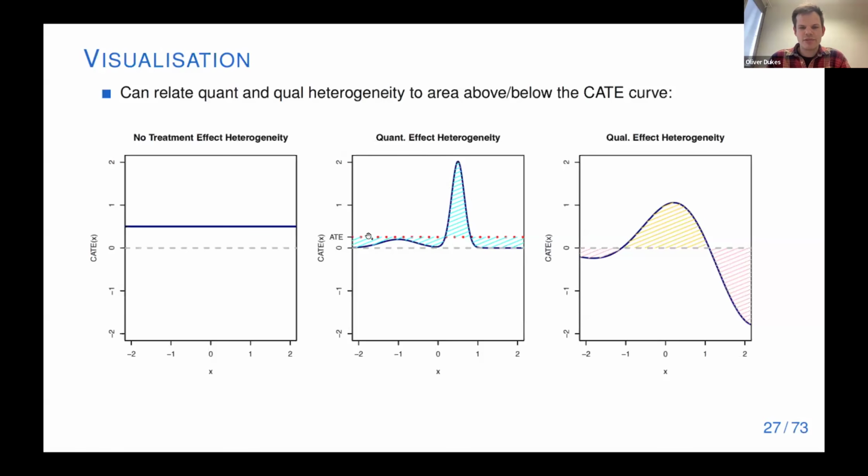One way to summarize that heterogeneity would be the area above and below the ATE. Because if there's no area above or below the curve, then it means that there's no effect heterogeneity. So the larger the area above and below the curve is, the more pronounced the heterogeneity is. The same idea is also going to work for qualitative effect heterogeneity, because now we have both regions above and below zero, where the red regions indicate where treatment is harmful and the yellow regions indicate where it's beneficial. But we're again going to look at the combined area above and below the curve in order to summarize heterogeneity.